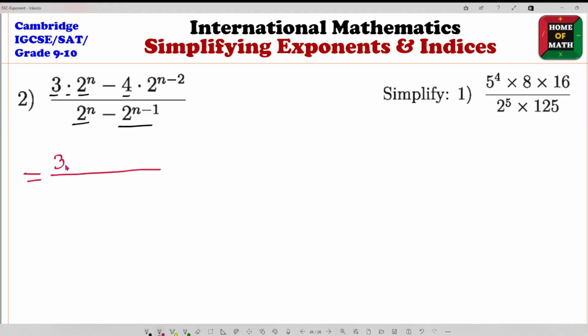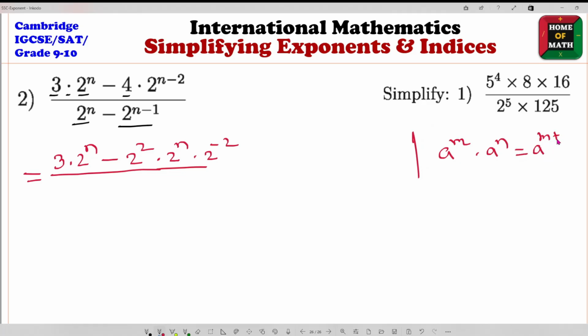First, this 3 times 2 to the power n minus 4 we can write as 2 square times 2 to the power n times 2 to the power minus 2. Why? We know a to the power m times a to the power n is a to the power m plus n. So from this one to this one we can write like this. Here is also the same thing: 2 to the power n, then minus, we can write 2 to the power n times 2 to the power minus 1.